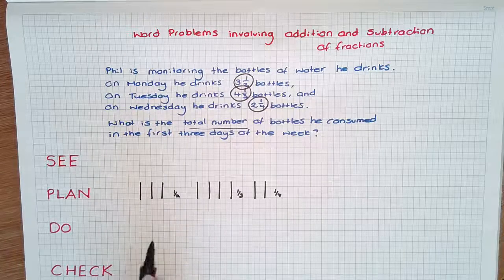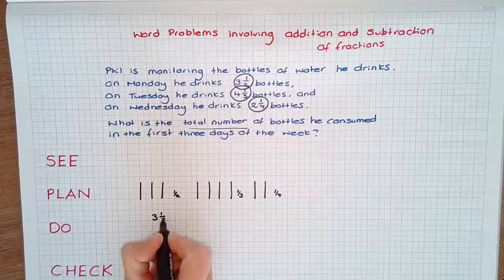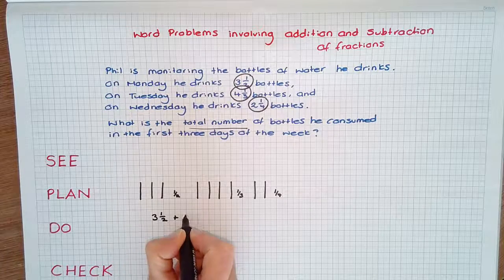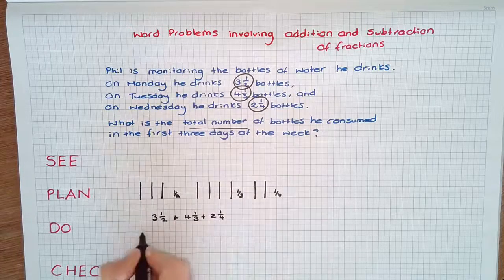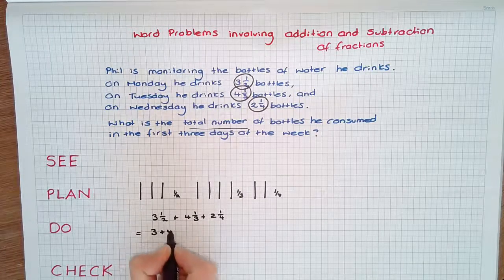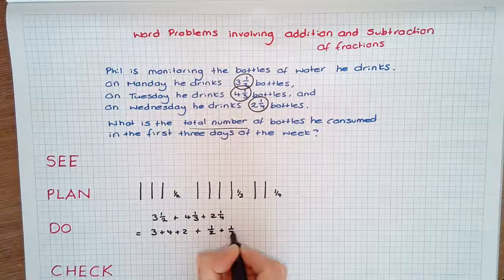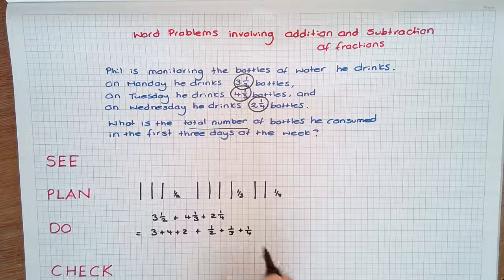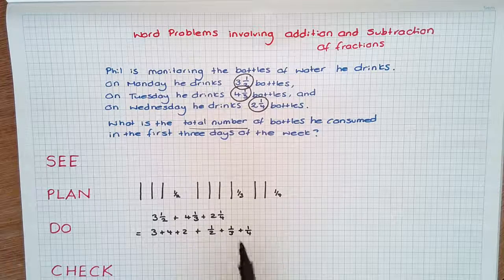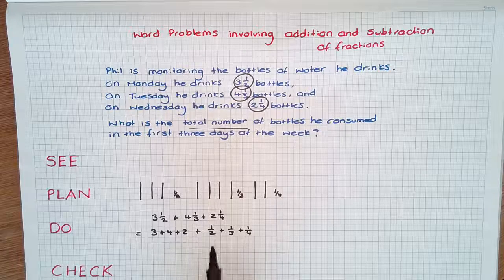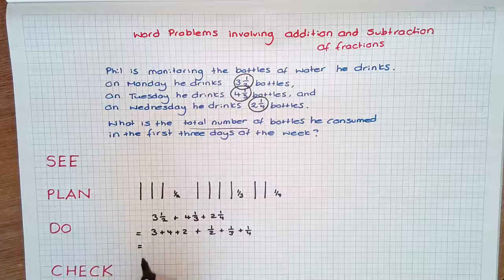Let's actually do that. The first sum is 3 1/2 plus 4 1/3 plus 2 1/4. We're going to add the whole numbers first, that is 3 plus 4 plus 2, and then add the fractions. Now so far the fractions aren't equivalent fractions. We need to have a common denominator. The lowest common multiple of 2, 3, 4 is 12. So we'll make equivalent fractions over 12.